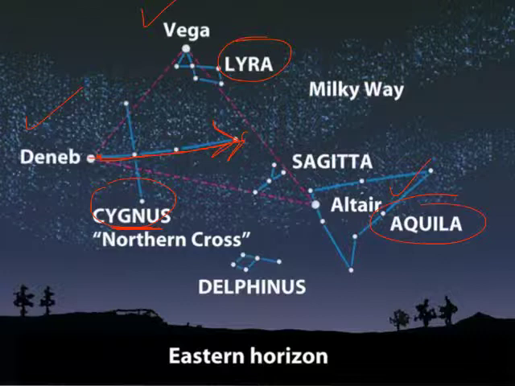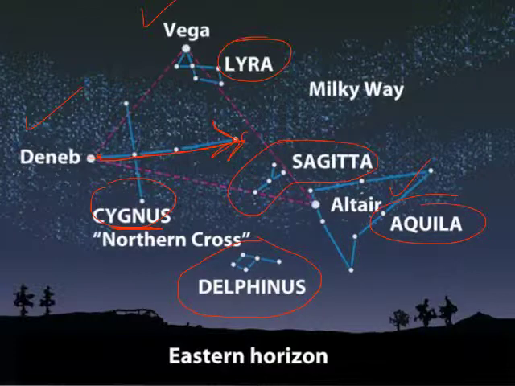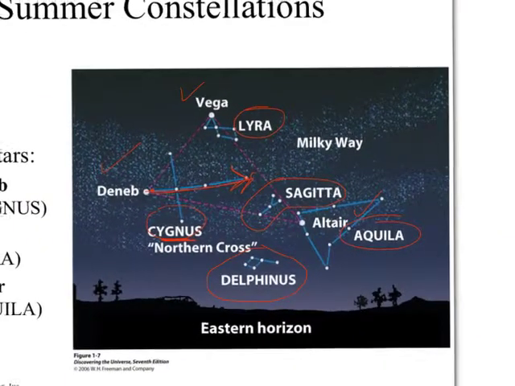Let me go ahead and point out this Delphinus. I just think it's adorable. It's just a very cute group of stars. And then the last one shown here is a cute little group of stars called Sagitta, the Arrow. Let me go ahead and kind of back out here.